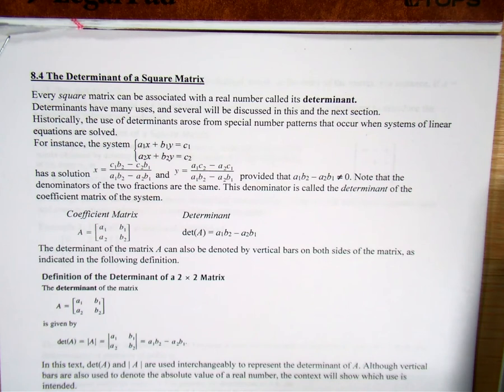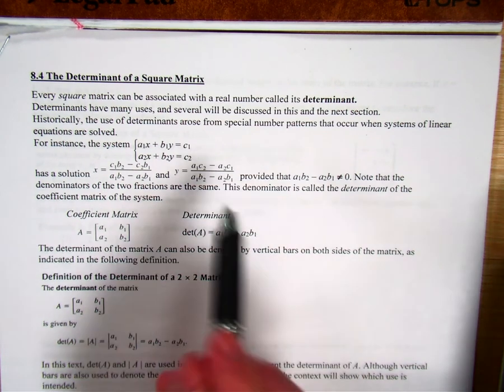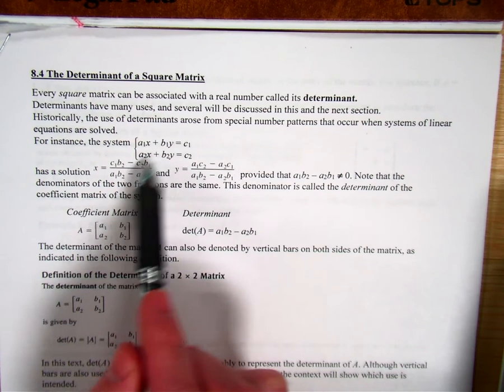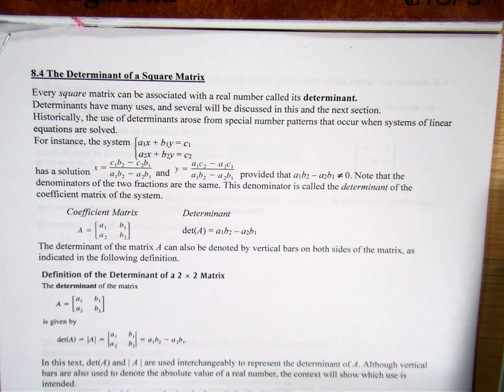Note that the denominators of the two fractions are the same. This denominator is called the determinant of the coefficient matrix of the system. Okay, the difference of the diagonals: A1 times B2 minus A2 times B1, or B1 times A2, however you want to write it.